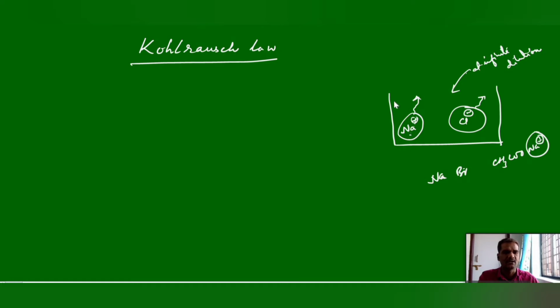Why? Because at infinite dilution the overall molar conductance is equal to the sum of the contributions of the ions present in that electrolytic solution. In the sodium chloride case, what is the molar conductance at infinite dilution? We have the sodium ion and the Cl minus ion. Sodium plus contributes some ionic conductance and Cl minus also contributes some ionic conductance. The sum of these two gives the overall molar conductance at infinite dilution. There is no more interaction between the Na plus and Cl minus. Now we can write the Kohlrausch law like this.